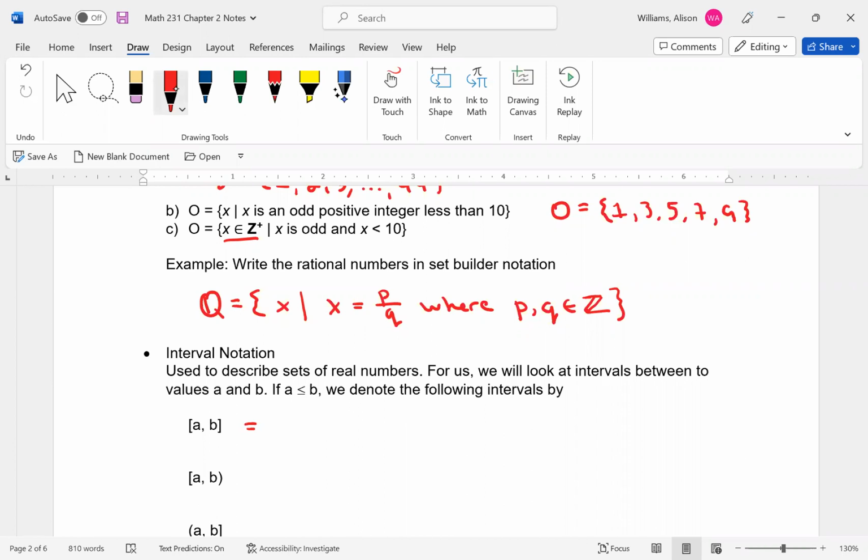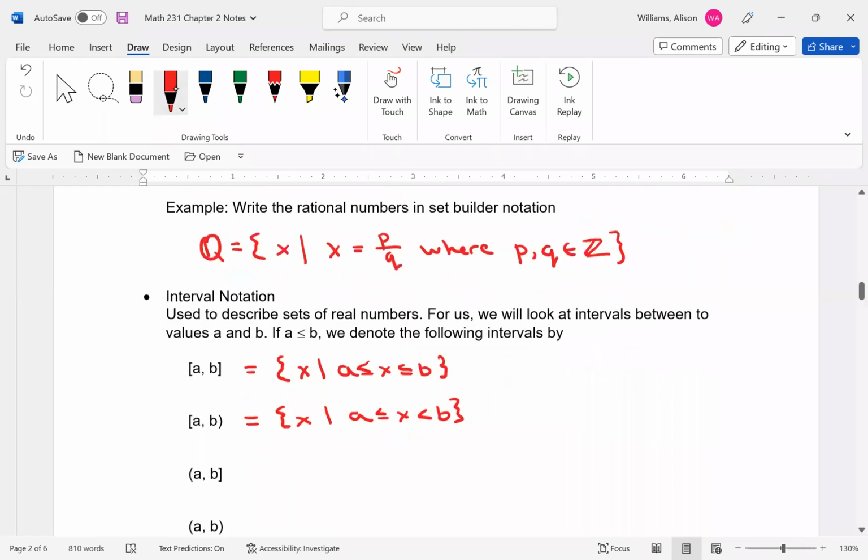When we're saying close bracket A, close bracket B, what we're saying is all numbers where the number is between A and B. And because it's a bracket, we're using the equal to. Bracket means equal to. In this one, we're saying that X is between A and B again, but this time it's only equal to A and strictly less than B. So that's how we write it using the set builder.